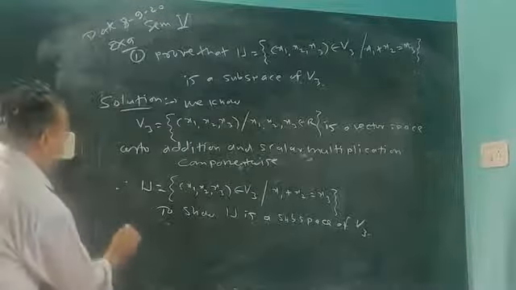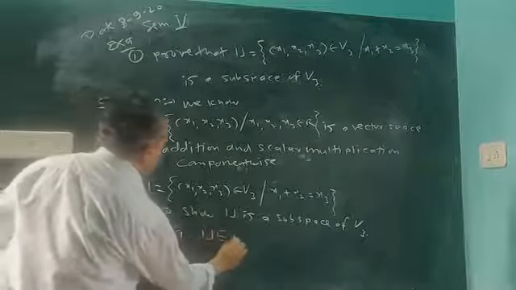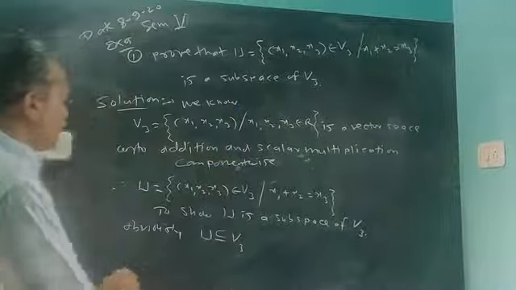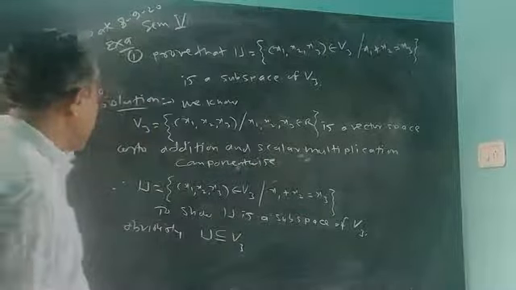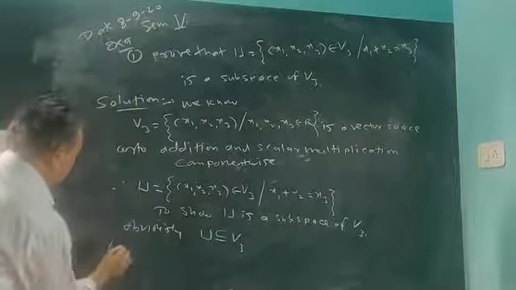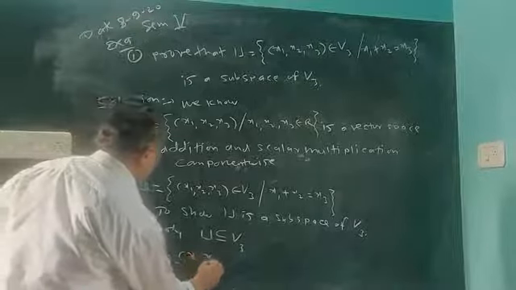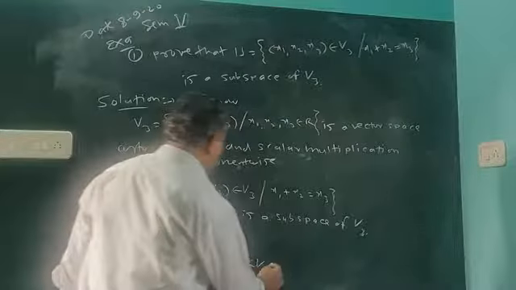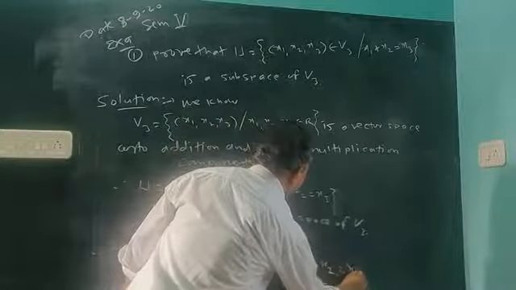So obviously this U is a subset of V3. Yes, the U set, a three-dimensional set, is of course a subset of V3. So we only need to show it is a subspace, which has two points. So let U be one vector of V3. That means the condition is x1 plus x2 must be x3.